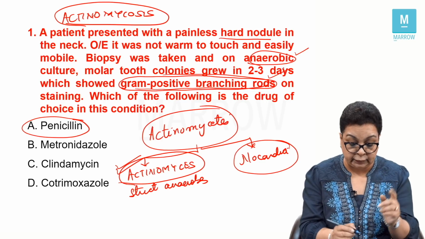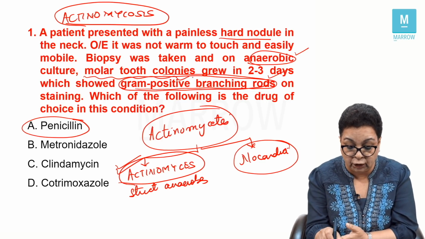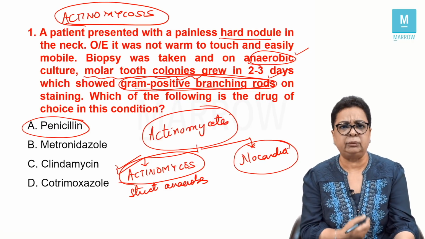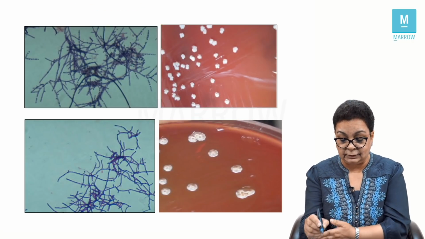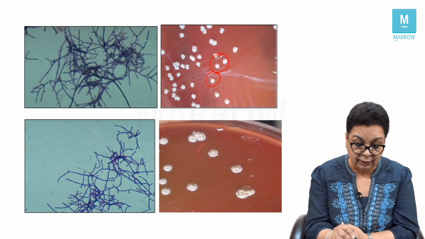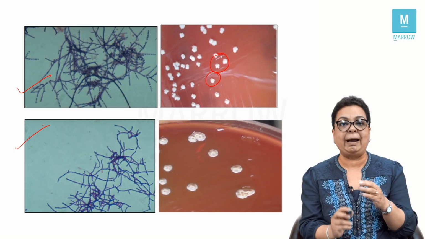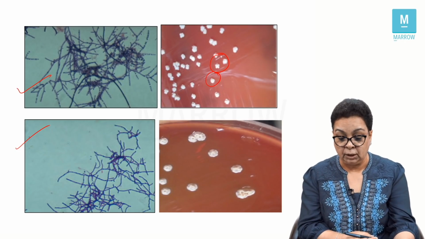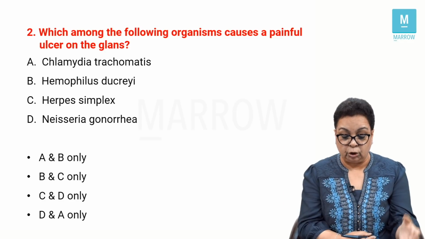Apart from that, actinomyces typically form molar tooth colonies when you grow them on a blood agar medium or a nutrient agar medium. That's the type of colonies that they form, which look like molar teeth. That's the typical morphology, gram-positive filamentous rods showing branches. Right, let's move on to our next question.